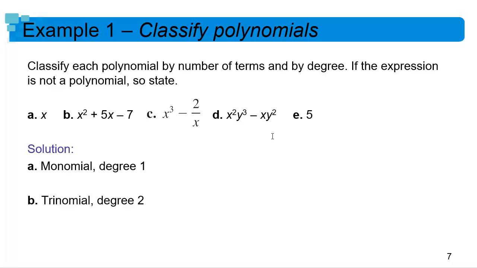Again, a binomial. And what's its degree? Degree 5, right? Because this is degree 3, this is degree 5, that's the highest. Okay, now what about this last one? What would we say that?